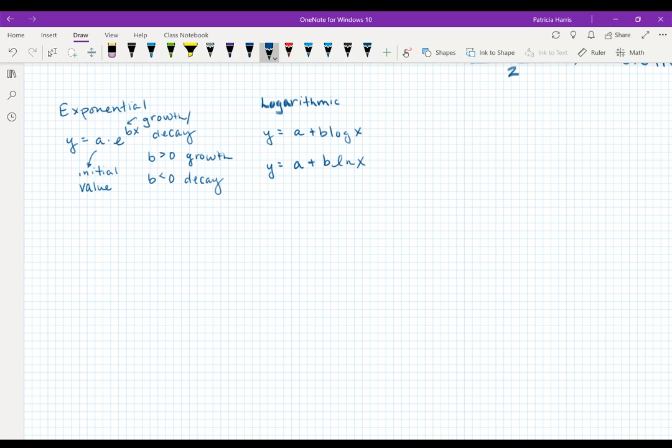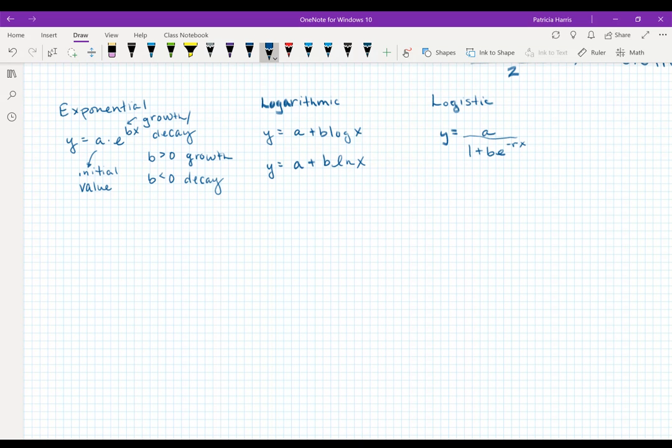All right, and the last one is called logistic. Now this is kind of a special case. It's used when you have what we call a limiting factor. It'll look like this: y = A divided by 1 plus b e raised to the rx, like that.